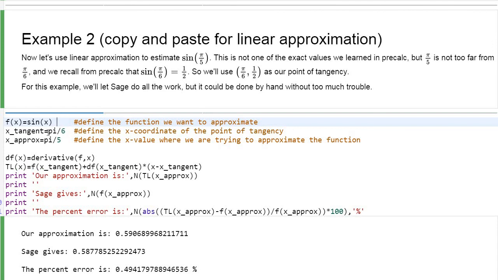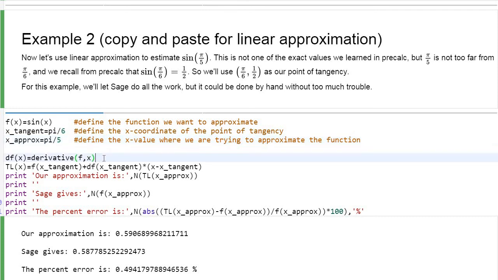This x sub tangent is the x-coordinate of the point of tangency. On your assignment, I'll tell you what to use. This x sub approx is the x-coordinate where we're actually trying to approximate the function. Make sure you don't get those reversed, otherwise your percent error will be wrong in the end. Okay, the rest of it you can leave.